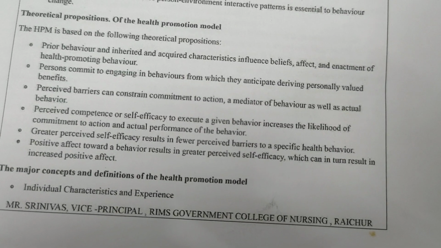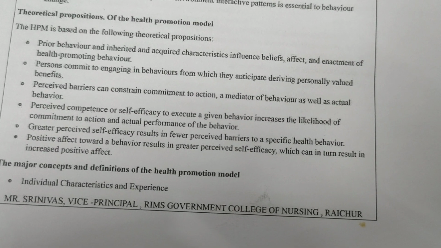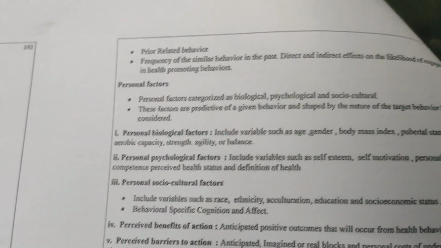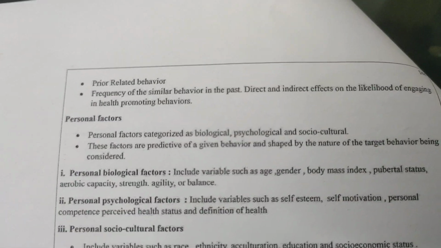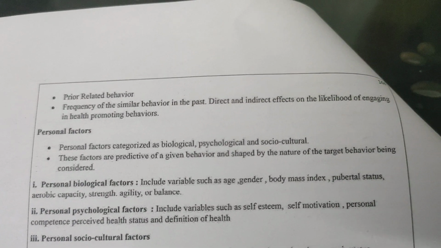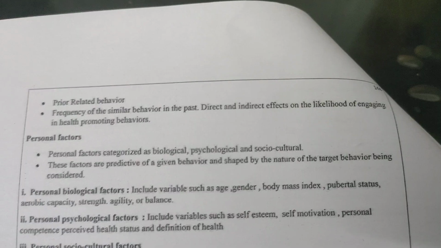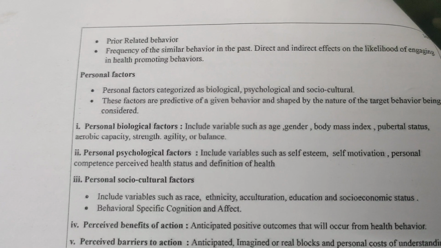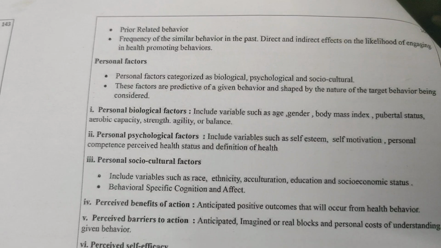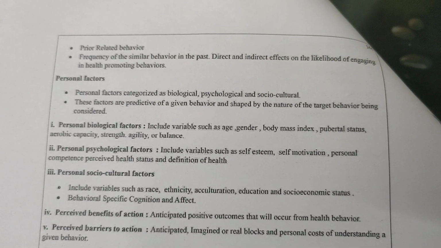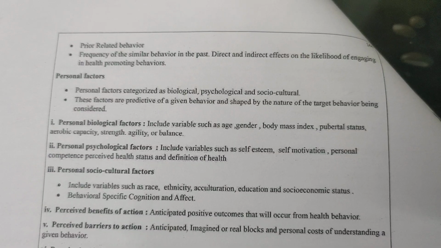The major concepts and definitions of the health promotion model: individual characteristics and experience. Next, prior related behavior, then frequency of the similar behavior in the past, direct and indirect effects on the likelihood of engaging. Then personal factors categorized as biological, psychological and socio-cultural. These factors are predictive of a given behavior and shaped by the nature of the target behavior being considered.